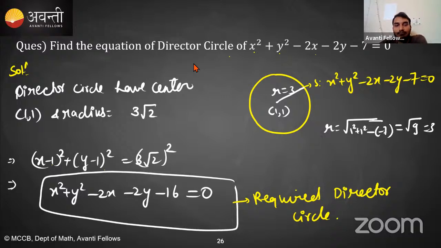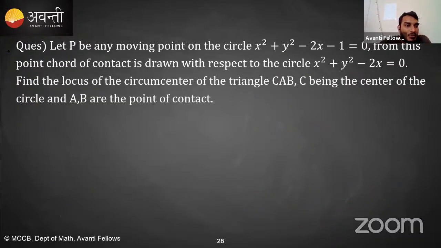So if it is clear, let's solve one more question on the director circle. It's an important question. The question is saying: let P be any moving point on this circle. From this point, a chord of contact is drawn with respect to the circle x square plus y square minus 2x is equal to 0. Find the locus of the circumcenter of the triangle CAB, C being the center of the circle, and A, B the points of contact.